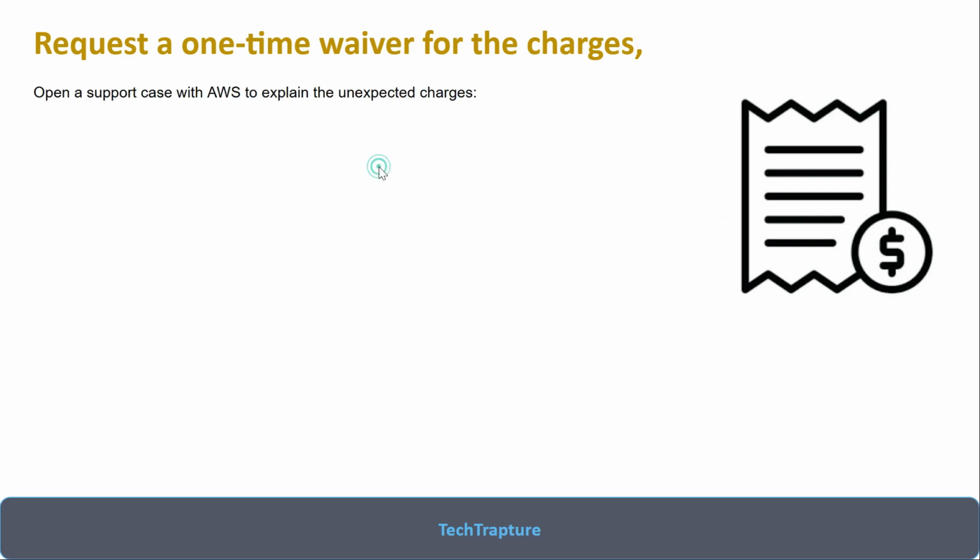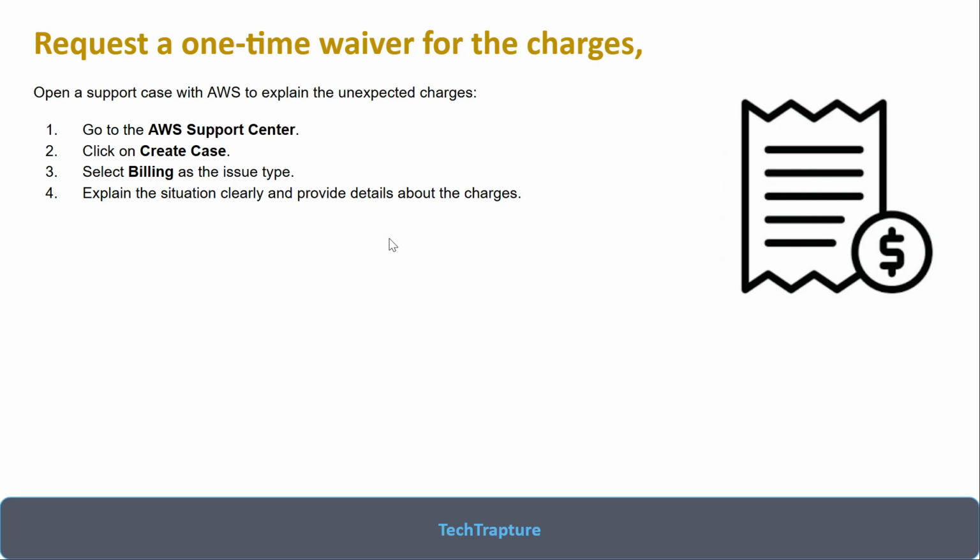How can we do that? You have to open a support case with AWS and explain the unexpected charges. How can you open the support case? You have to go to AWS Support Center, click create case, select billing as the issue type, and explain the situation: that it is by mistake, you are learning something and you are not aware that it will cost you money.